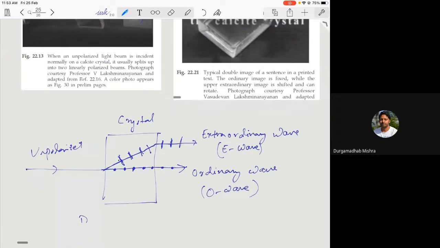One wave is just passing through like a normal or ordinary wave, so no refraction, nothing is happening, and the other one takes a different optical path and is polarized. This is the nature of the crystal. You will not have it for any glass or anything. You observe this only in this calcite crystal. This is how you can also produce a polarized wave.